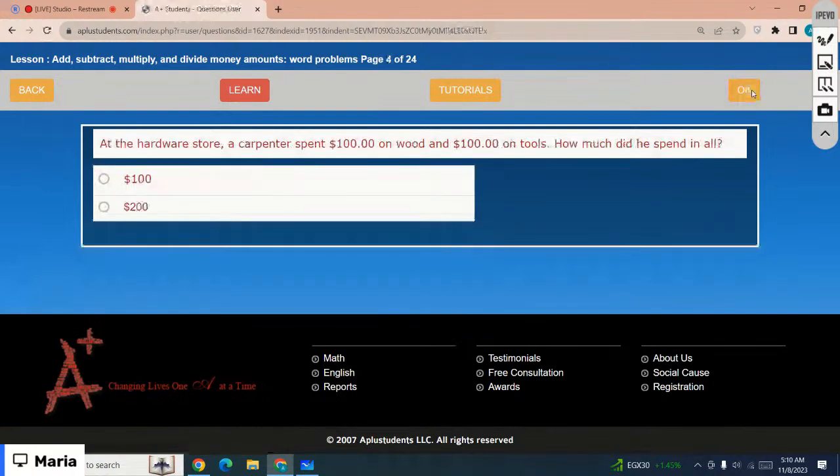At the hardware store, a carpenter spent $100 on a saw and $100 on a tool. How much did he spend in all? Which is the correct option? Very good. You need to just add them. You need to calculate how much total he spent. So 100 plus 100 is $200. Very good.